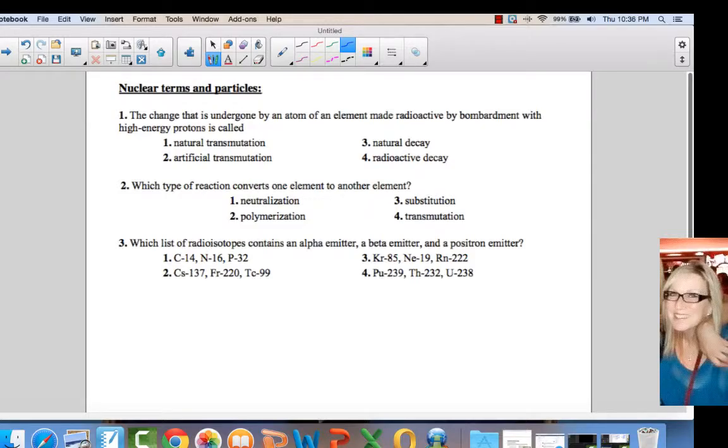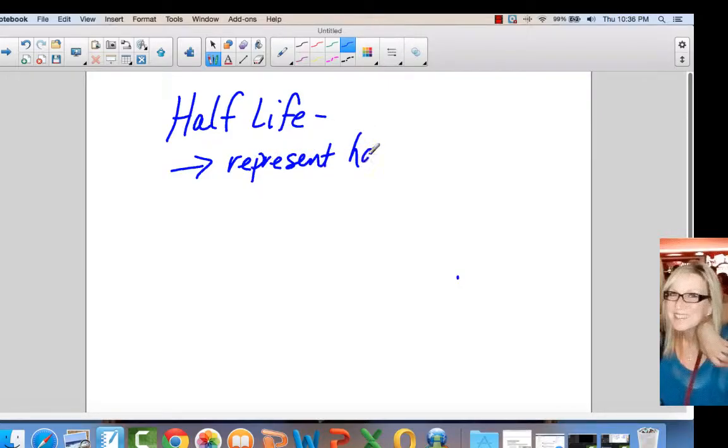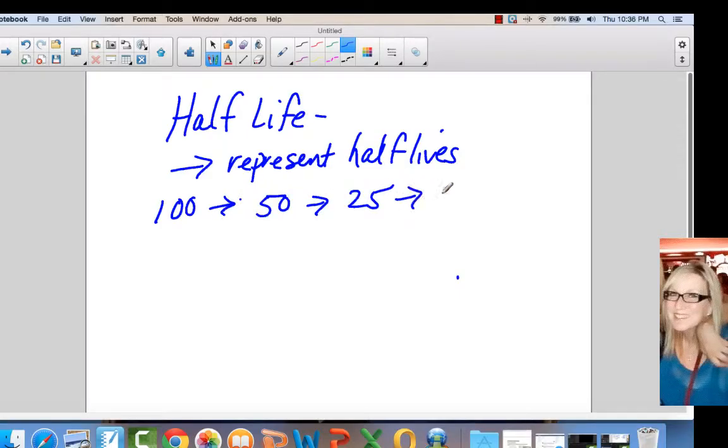And the other thing that you have to remember is the concept of half-life. Half-life is the amount of time it takes for 1/2 the sample to decay. And we use arrows to represent half-lives. So if I go from 100 to 50 to 25 to 12.5, that's 1, 2, 3 half-lives.